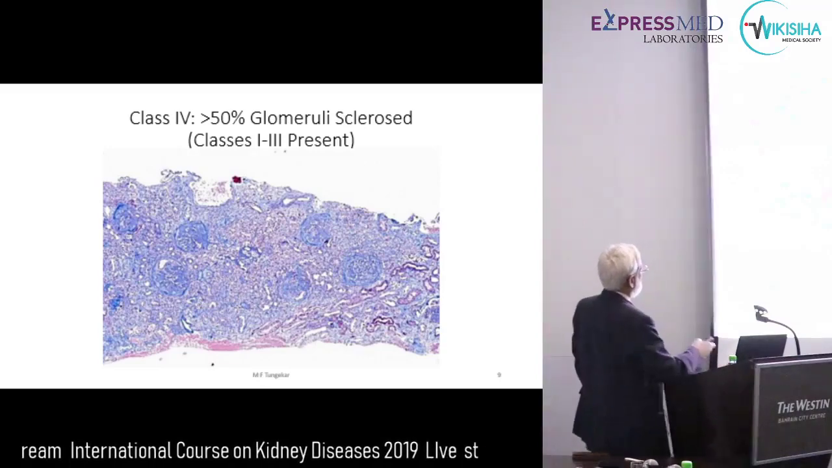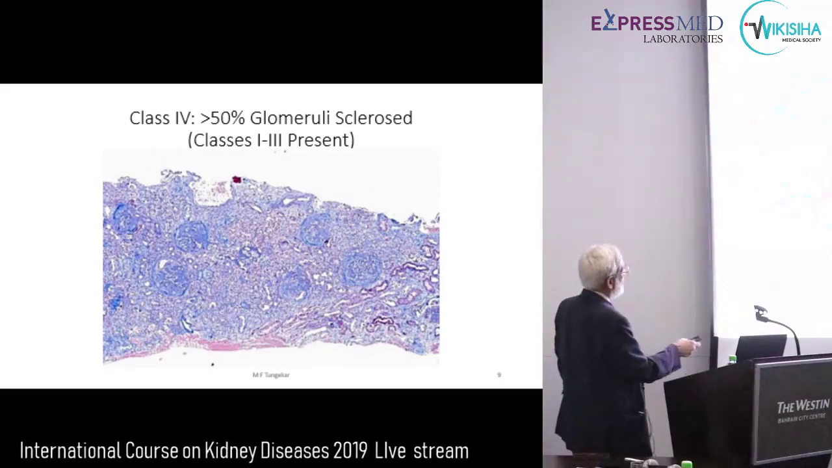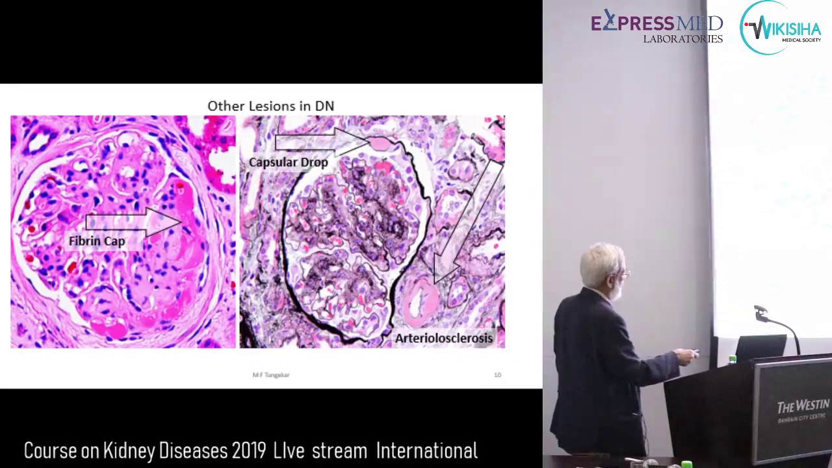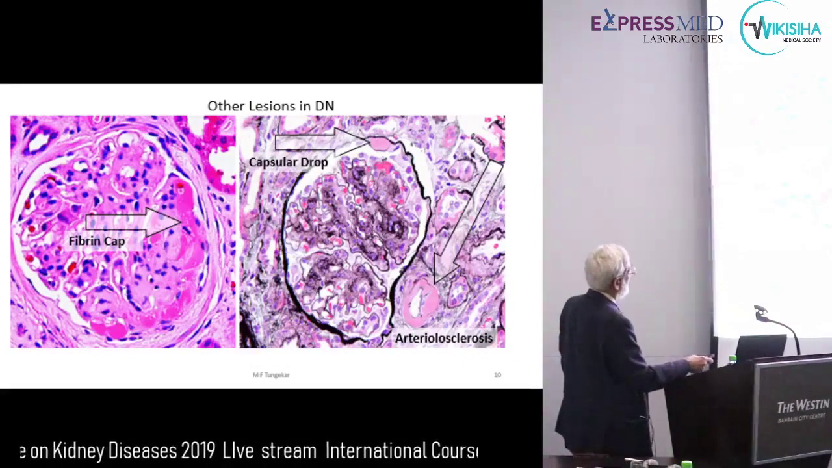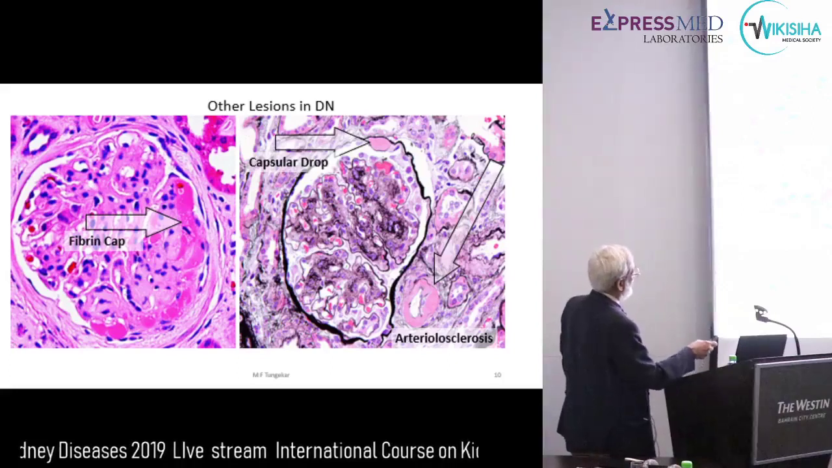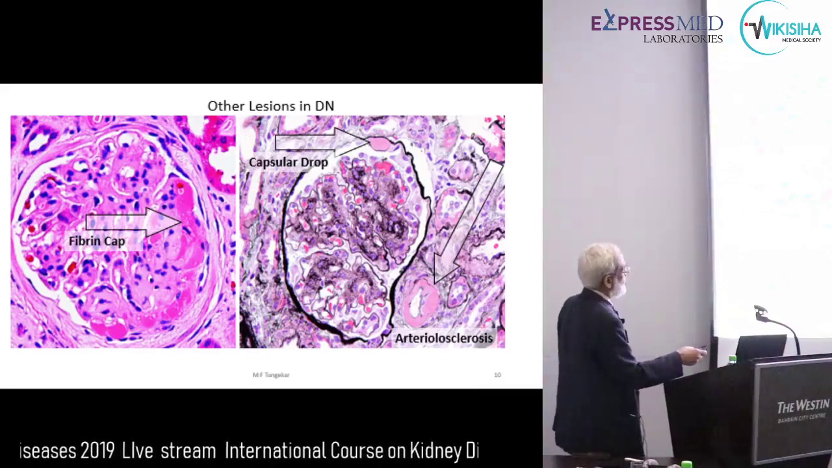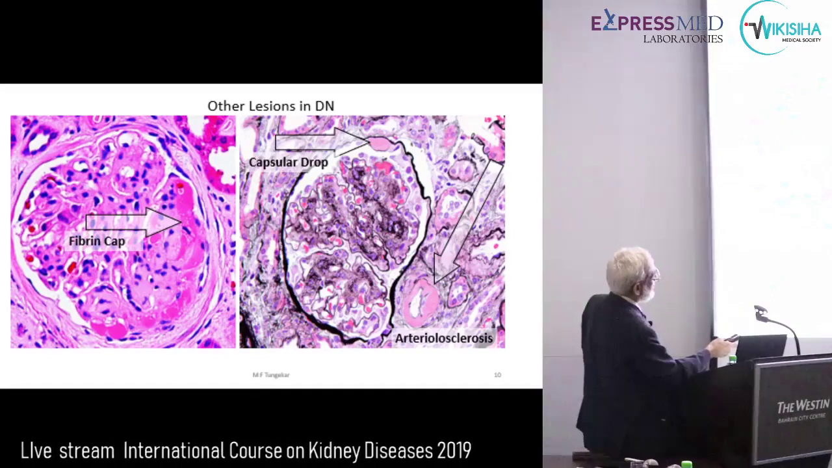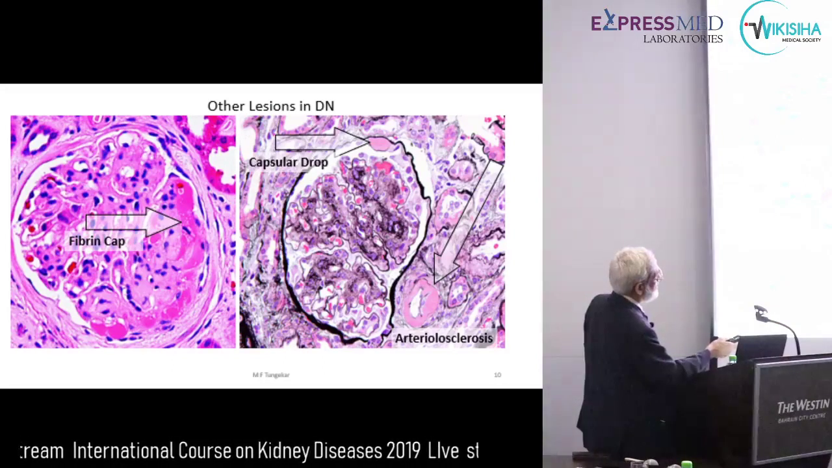And what about the other lesions? This is the fibrin cap lesion here. Bright red is staining in PAS stain. It is, as I said, very eye-catching, very prominent, but it can be seen in any cause of severe proteinuria, basement membrane damage. That's the capsular drop right there.